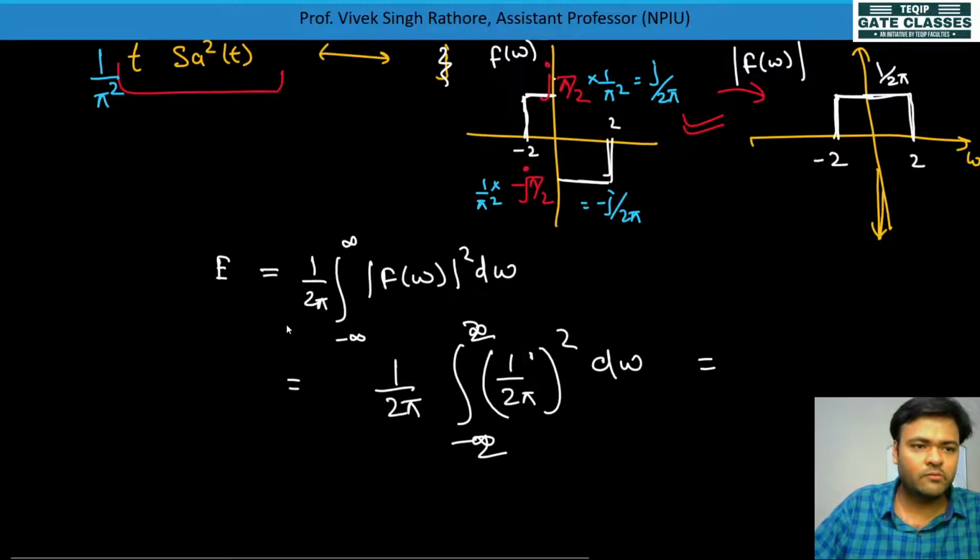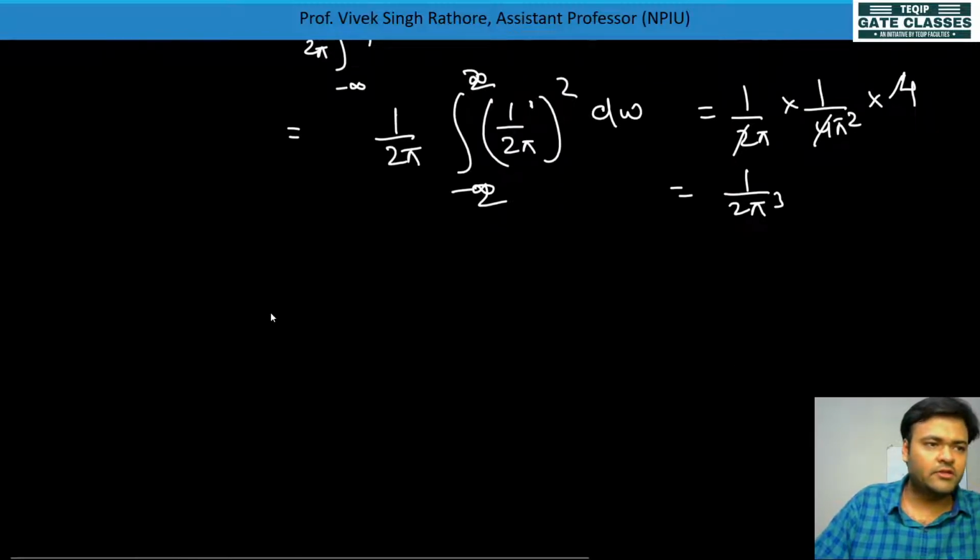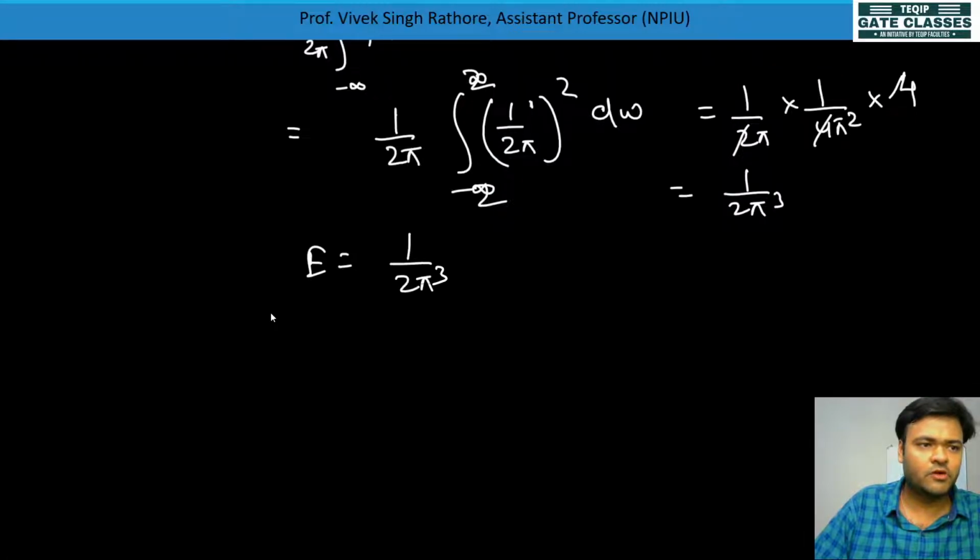So this value will be 1 by 2 pi, with 1 by 4 pi square taken common and outside, and here the value 4 will come. So the 4 will cancel out, and the value will be 1 by 2 pi cube. Okay, so this is the final answer, 1 by 2 pi cube joule.